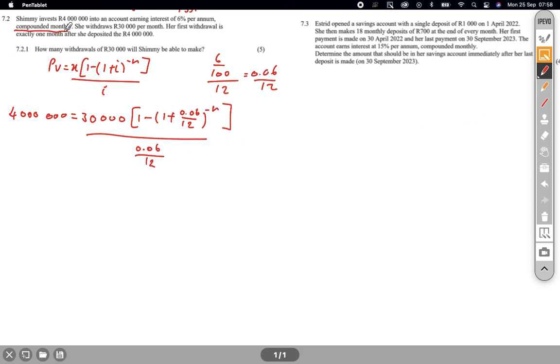Now, when you get here, it's just basic algebra. So you're going to multiply by this both sides and divide by the 30,000 both sides to have the square bracket alone. So it's going to be 0.06 over 12 multiplied by 4 million divided by 30,000 equals 1 minus (1 plus 0.06 over 12) to the power negative n.